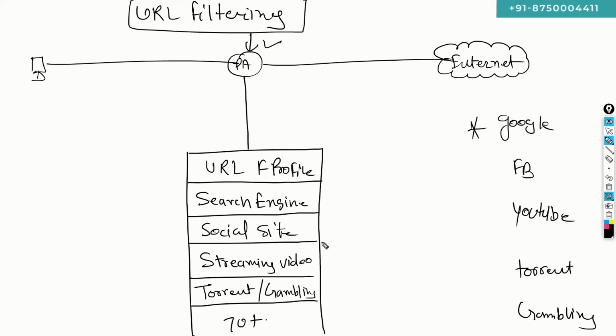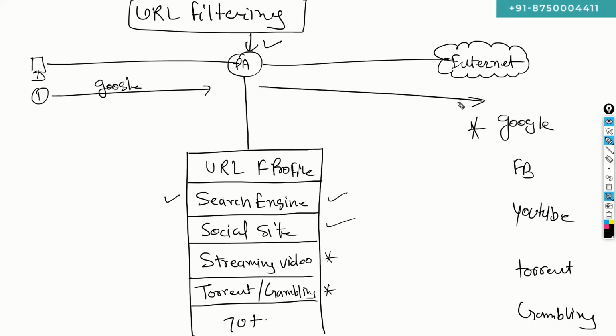Okay, so in this way we have a URL profile. What we have done is we are saying that search engine allow, social sites allow, and streaming video you can block, torrent or gambling you can block. Now what will happen? Client will send a request to Palo Alto: I want to go to Google. Palo Alto will check, Google belongs to search engine. This is allow. Then the client request will be forwarded to Google, and the reply will also be allowed here.